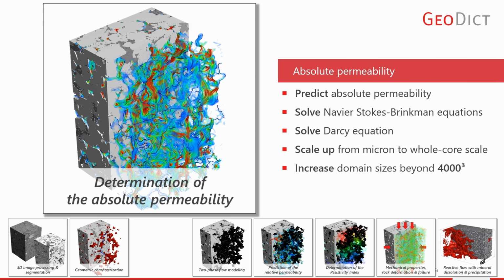Any digital rock physics workflow includes the prediction of the absolute permeability. Therefore, typically the Stokes equation is solved, although we offer more solvers for specific setups. With this set of different solver options, upscaling workflows from micron to whole core scale may be realized in GeoDict. Our flow solvers offer an efficient and robust implementation that's applicable for large domain sizes, even beyond 4,000 cubic voxels.